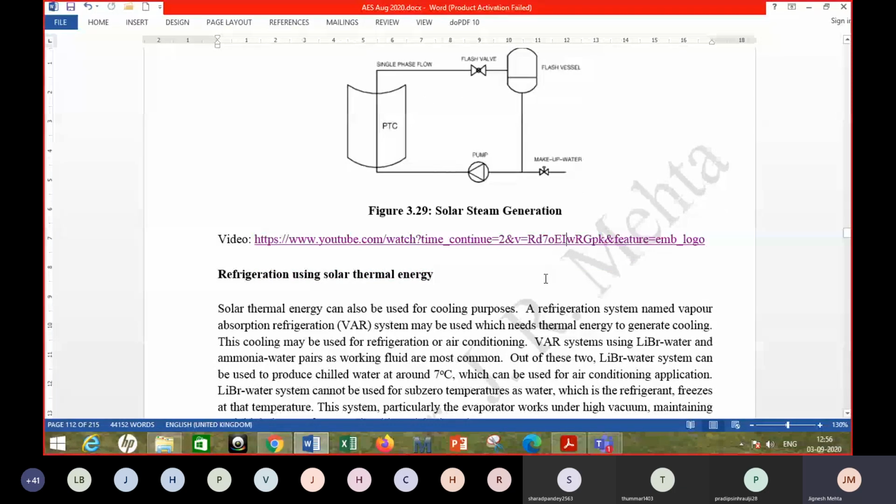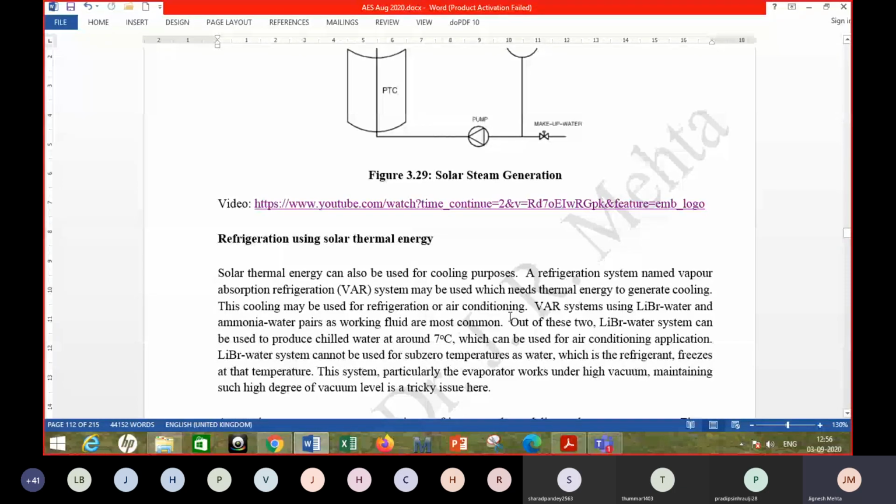So we'll discuss the power generation application of solar collectors in the next lecture.